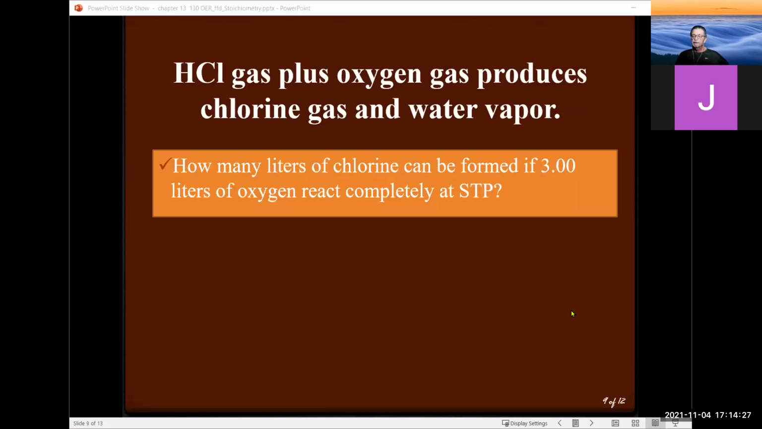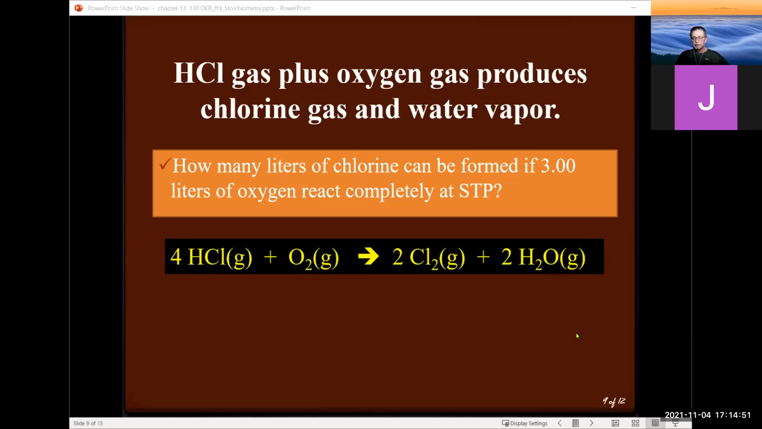Okay, here we have another reaction, given in words, and you're asked to convert that into a chemical reaction. We got hydrochloric acid, which is in the gas phase, reacts with oxygen gas to produce chlorine gas, very nasty gas, and water vapor, which is in the gas phase. And so we have the chemical reaction written here, 4HCl plus 1O2 reacts to give you 2 Cl2 and 2 H2O. Everybody here is in the gas phase, okay?